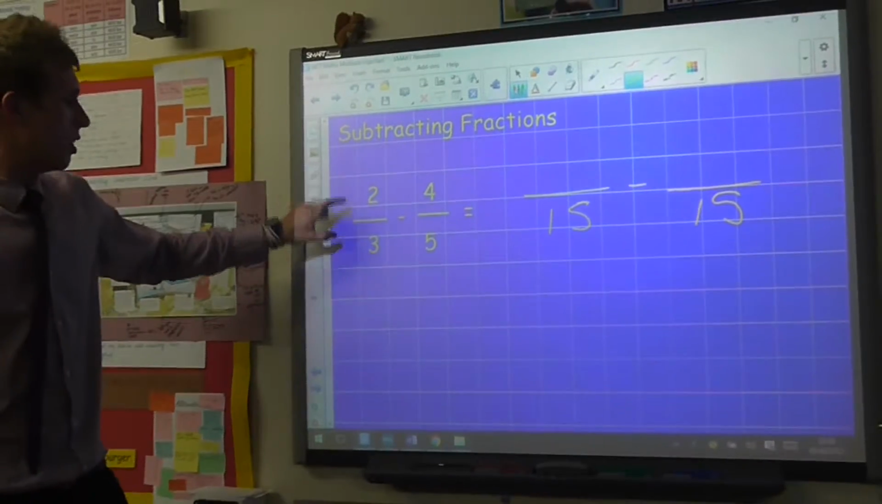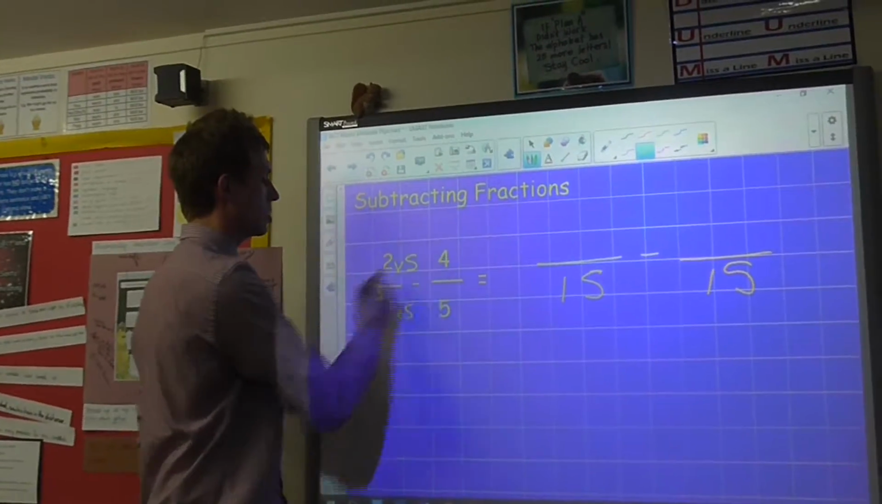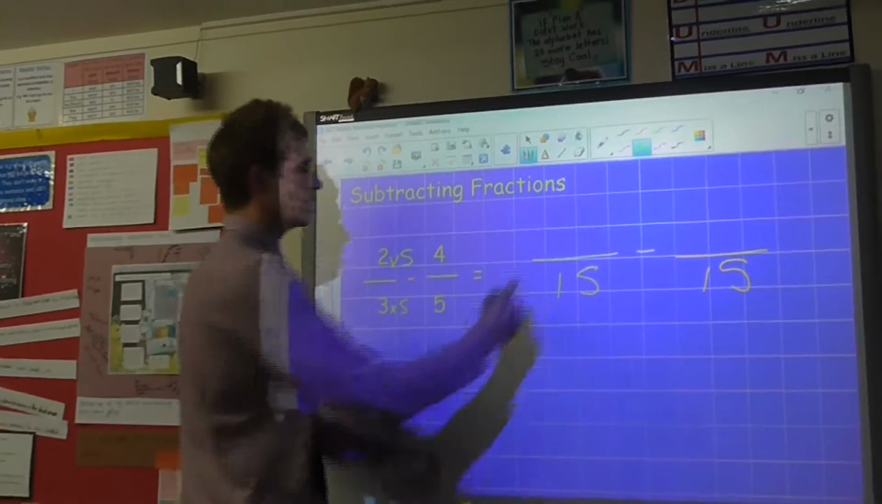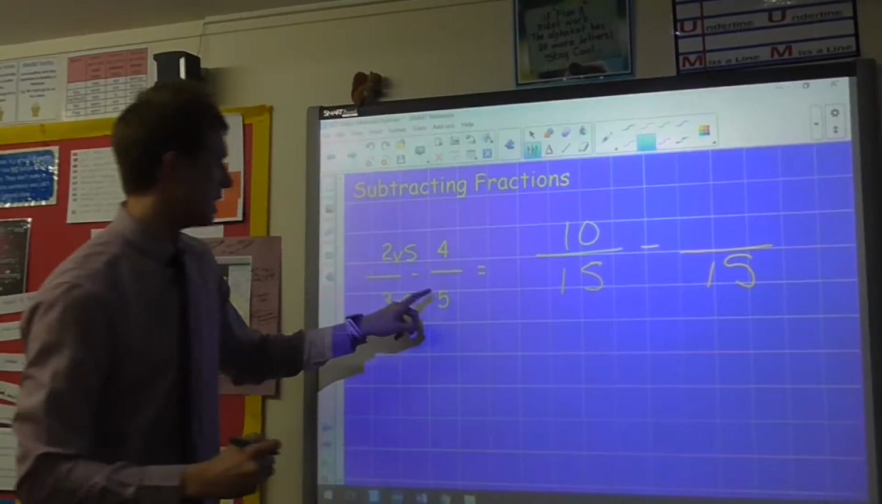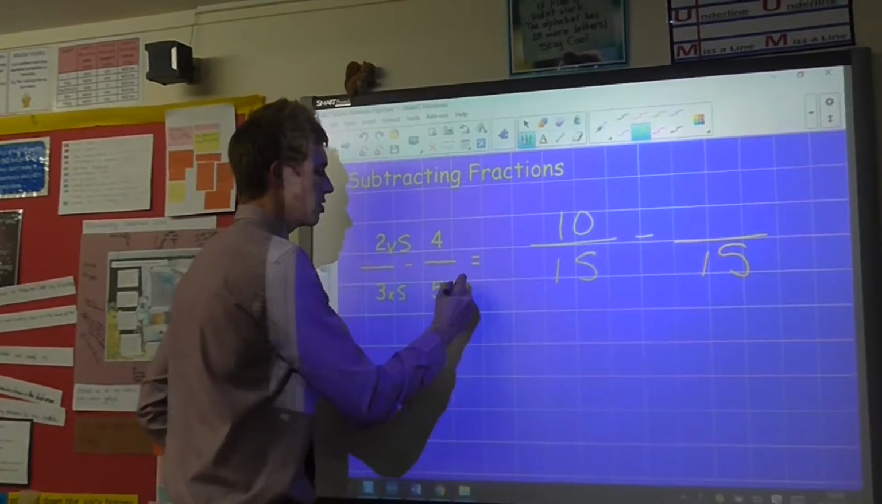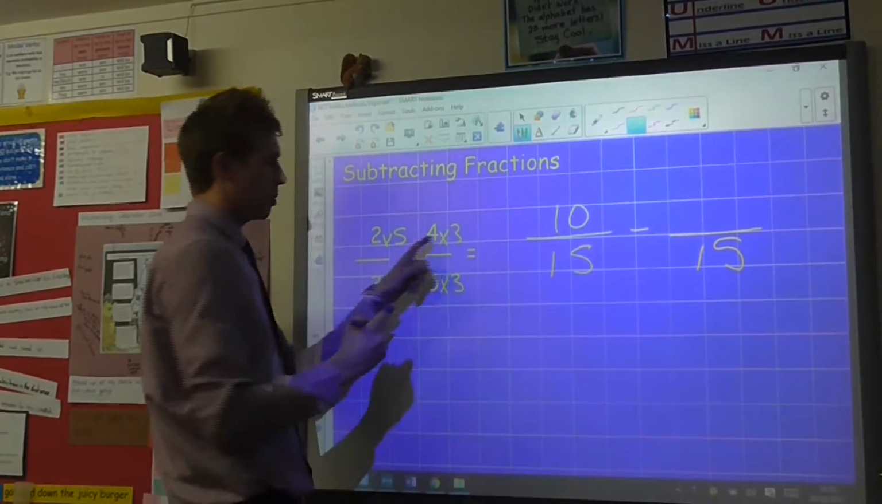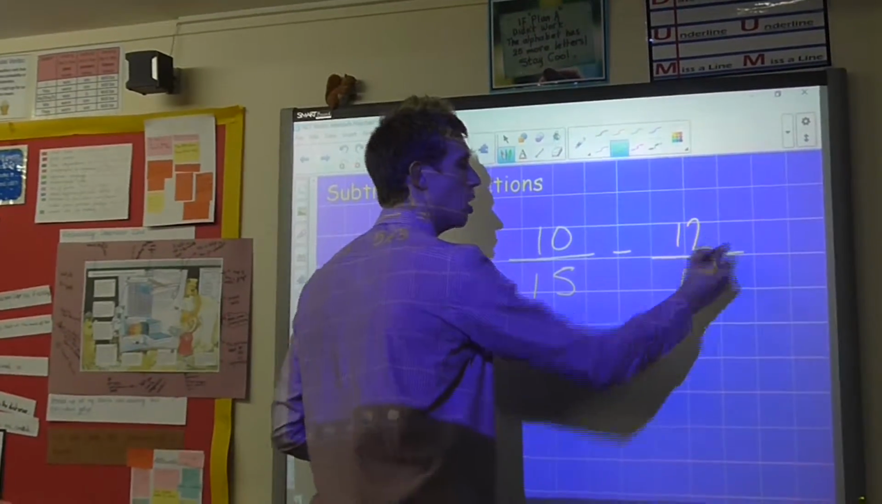Now, this one, to get to 15, I obviously times it by 5, so I'm going to times that one by 5 too. 2 times 5 is 10. And this one has to times by 3 to get to 15. So 5 times 3 is 15. 4 up here times by 3 would be 12.